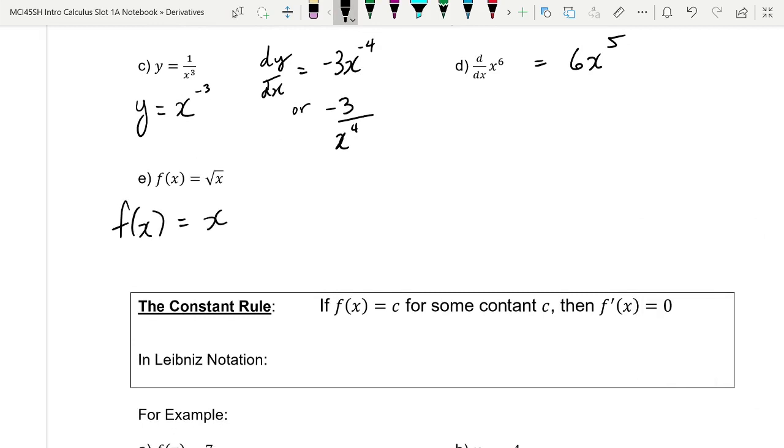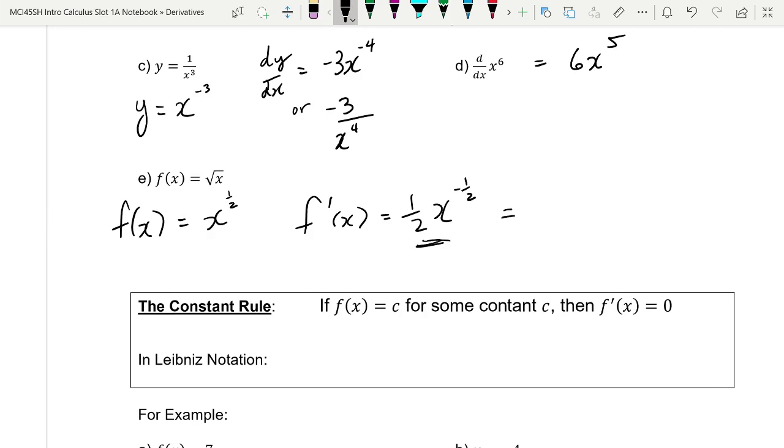What exponent goes on the square root of x? The square root of x is the same as saying x to the power of 1/2. So that means the derivative would be 1/2 x to the... Now careful here. What's a half minus 1? Negative a half. Okay, now, that's a perfectly good answer, but again, most textbooks don't like having negative exponents in the final answer. So how do we fix that?